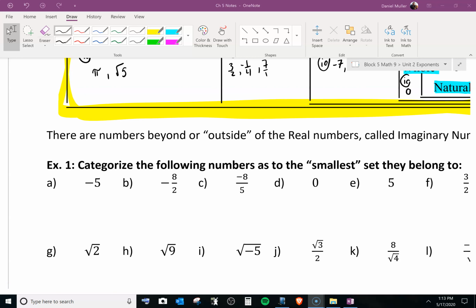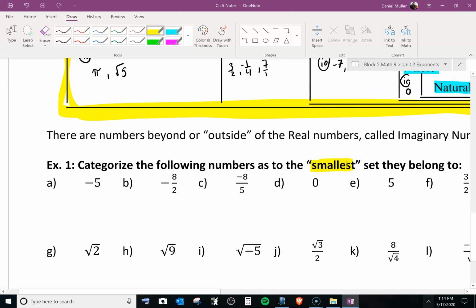Okay, so now let's actually do some examples that would show me on a test that you understand all the different subsets and definitions of all these different groups of numbers. I could just say, tell me what the whole numbers are. Tell me what the integers are. Tell me the difference between natural numbers and irrational numbers. But instead, I just give you a bunch of questions and ask you to categorize them into the smallest set that they're a part of.